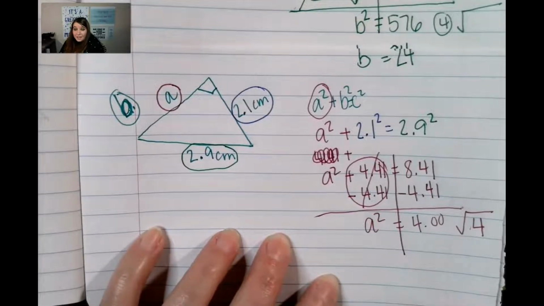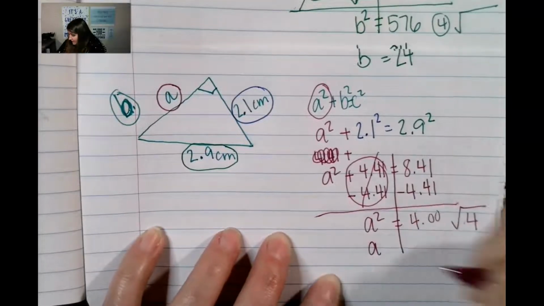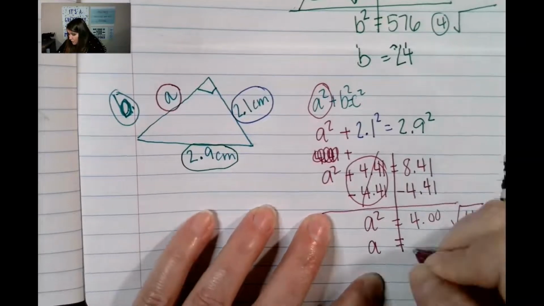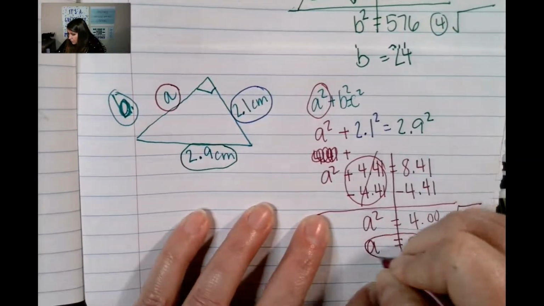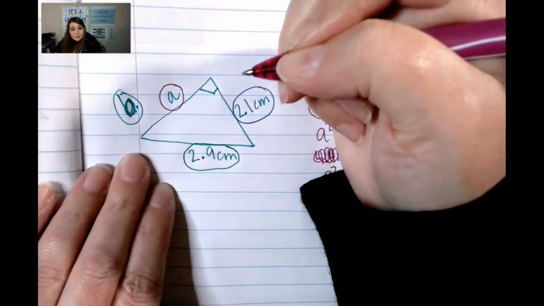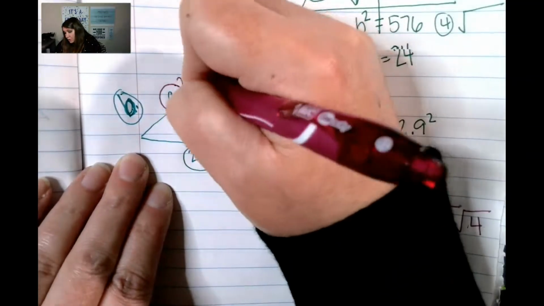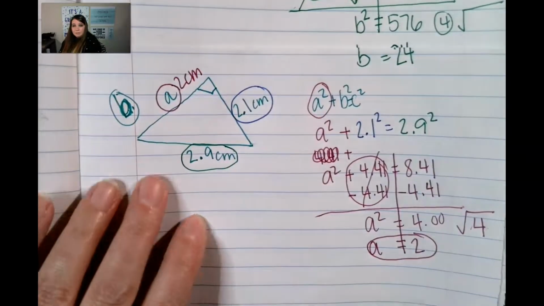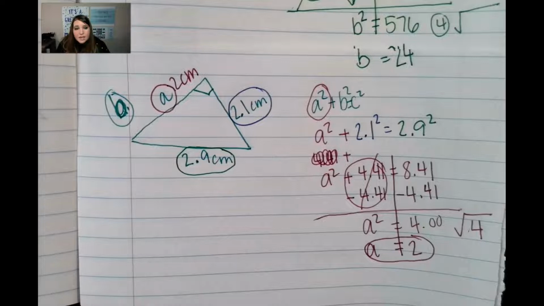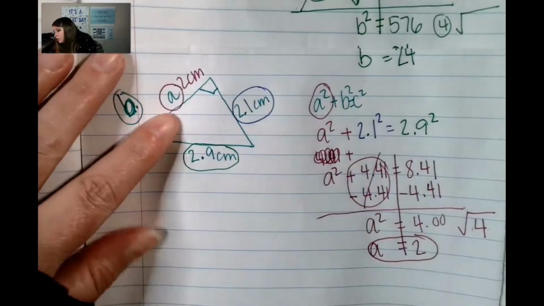Well, this one I can do. A equals 2 times 2 for 4, so A equals 2. So the length of leg A is going to be 2 centimeters. All right, it is your job now to do a try it.